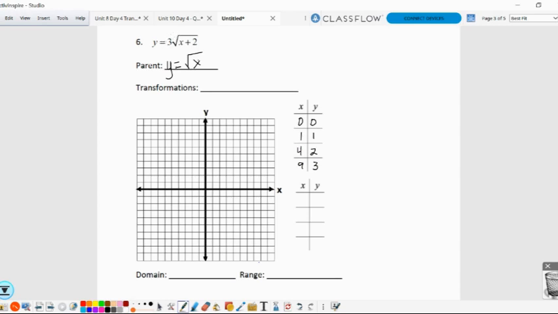The 3 is multiplying on the outside. That makes it a vertical transformation. It's going to do exactly what it says it's going to do, and it's going to stretch those y values. It's a vertical stretch. The 2 is grouped with the x. Therefore, it's going to do the opposite of what it appears to do. We're going to shift our graph to the left by 2.